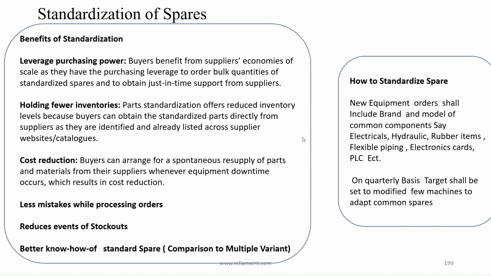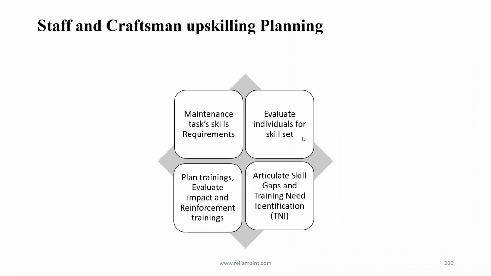Comparison to multiple variant. How to standardize spare. New equipment orders shall include brand and model of common components, say electricals, hydraulic, rubber items, flexible piping, electronics cards, PLC, etc. On quarterly basis, target shall be set to modify a few machines to adapt common spares.